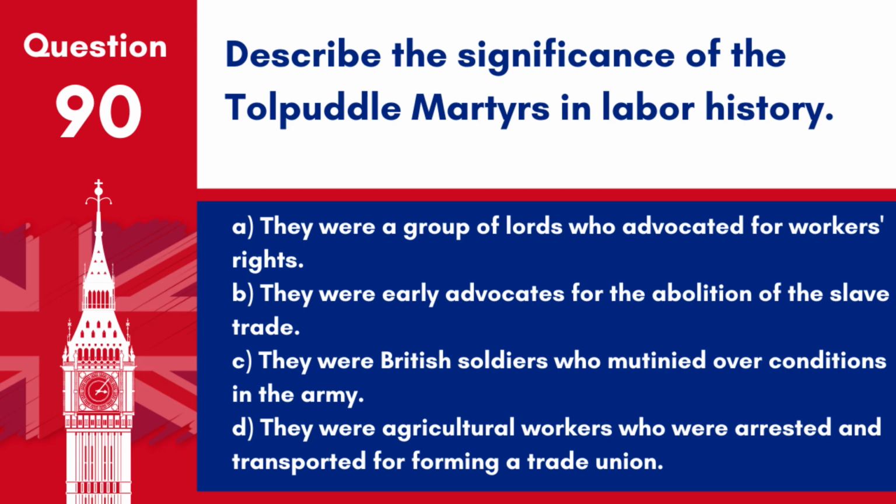Answer: D. They were agricultural workers who were arrested and transported for forming a trade union. The Tolpuddle Martyrs case in 1834 became a significant moment in labour history, symbolising the struggle for the right to form trade unions and collective bargaining in the UK.